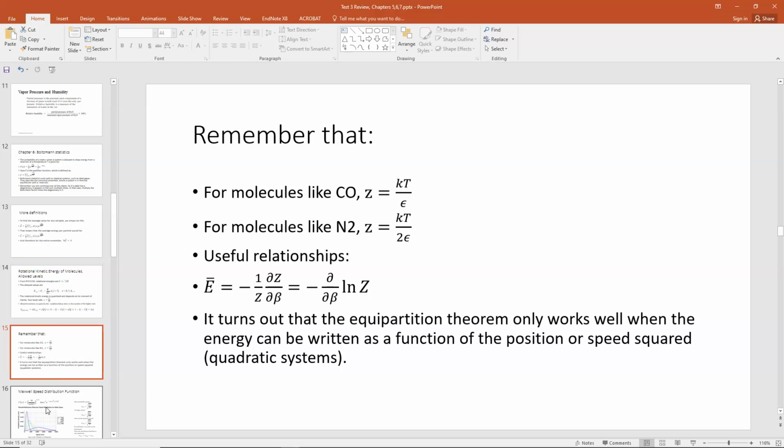We also, in class, derived the useful relationship that we hit a bunch of times, that the average energy E bar is negative 1 over Z times the partial of Z with respect to beta, or the negative partial with respect to beta of the natural log of Z. And we also proved that the equipartition theorem only works well when the energy can be written as a function of the position or speed squared. Those are quadratic systems. Remember that the equipartition theorem says that for every degree of freedom, you get kT over 2 of energy.